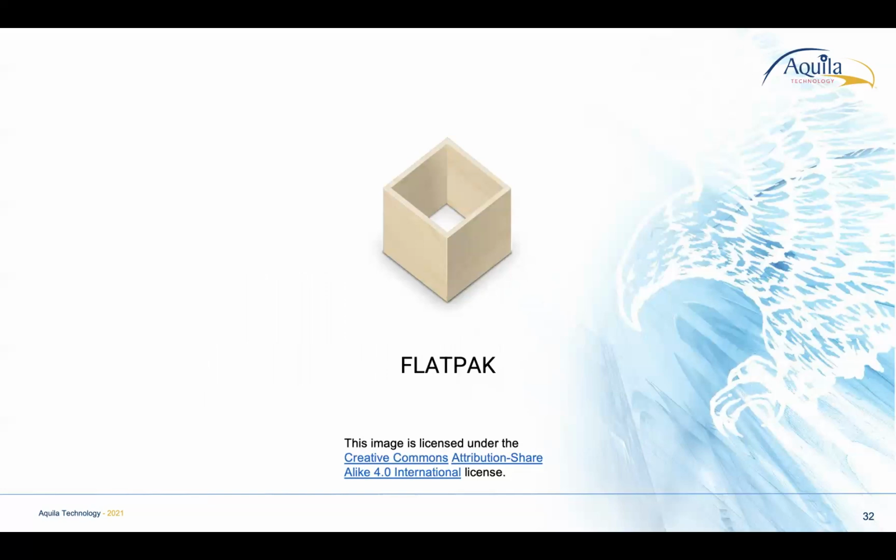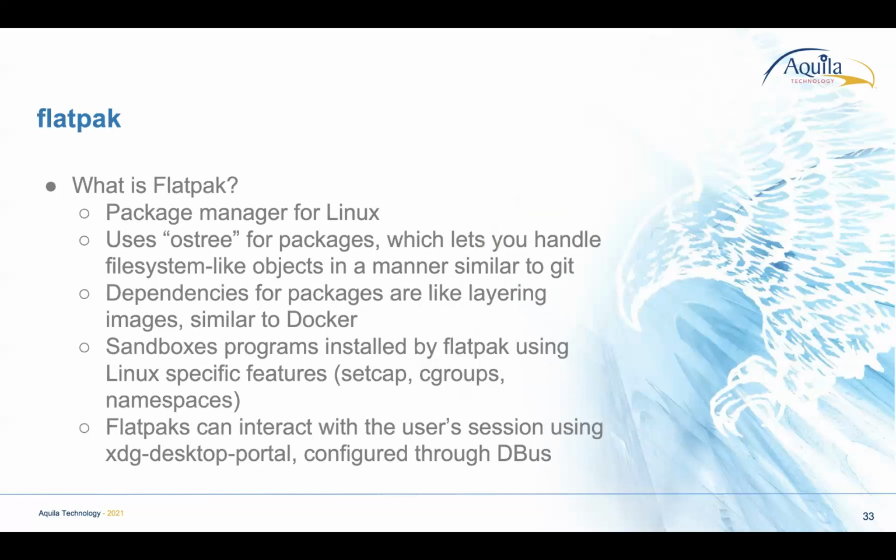Okay, so let's talk about Flatpak. Flatpak is a package manager for Linux, and it uses something called OSTree for managing its packages, which lets you treat file system objects like objects in a manner similar to Git. So you can layer things on top of each other, kind of like how you can do with Docker. It has a bunch of sandboxing features, and it uses some Linux specific features like setcaps, cgroups, and namespaces.